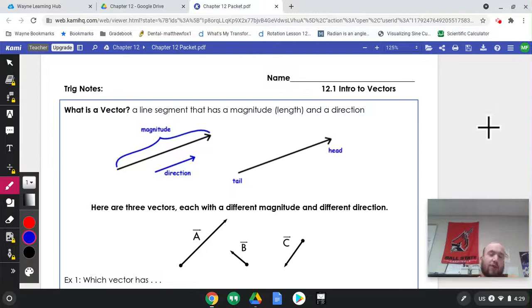Good morning and welcome to chapter 12. All right, our final chapter of the year. We are going to take a look at vectors.